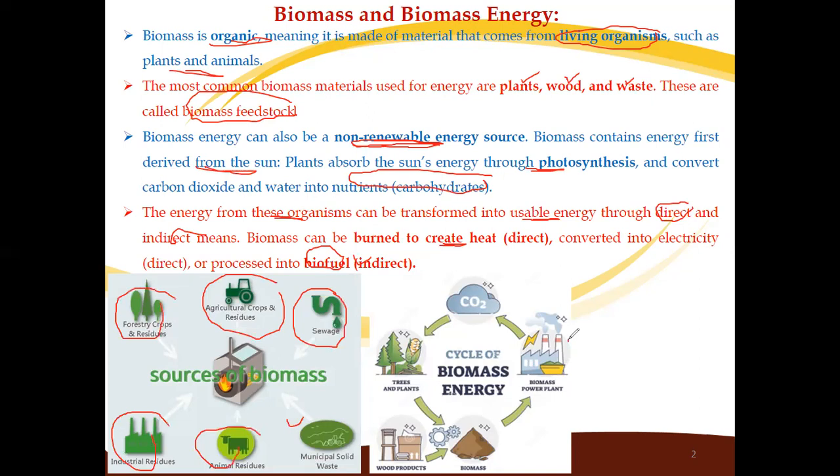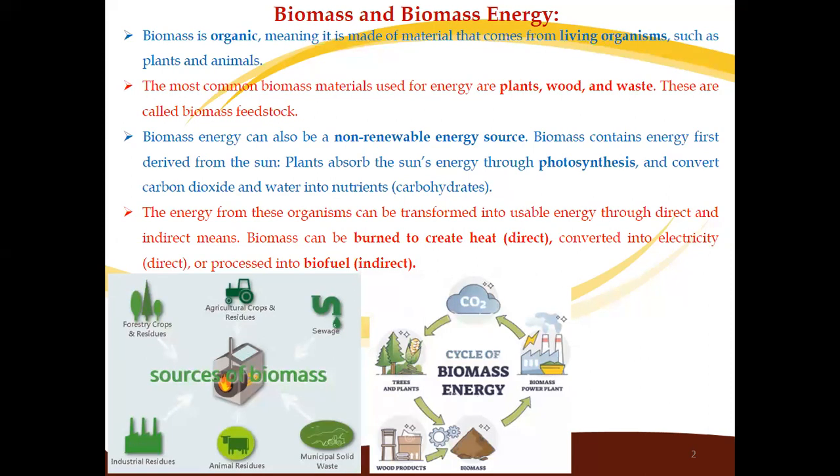So we have a biomass power plant, and from that we get carbon dioxide. Carbon dioxide is trapped or absorbed by trees or plants, and these trees and plants form biomass, and again from this biomass there will be a biomass power plant. So this cycle gets completed. So this is the cycle for biomass energy.